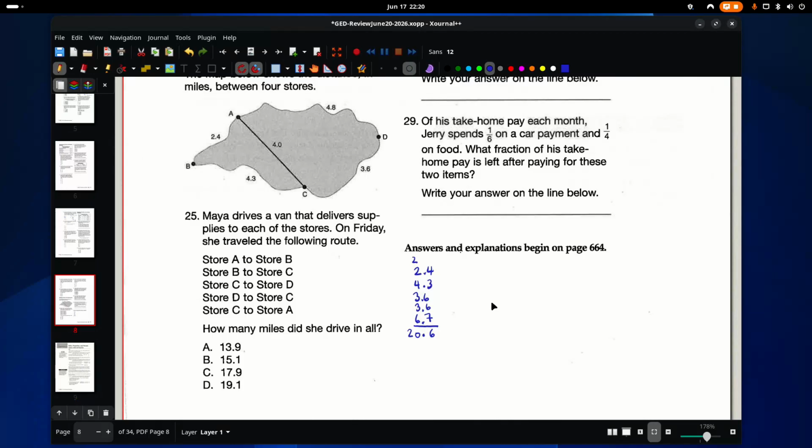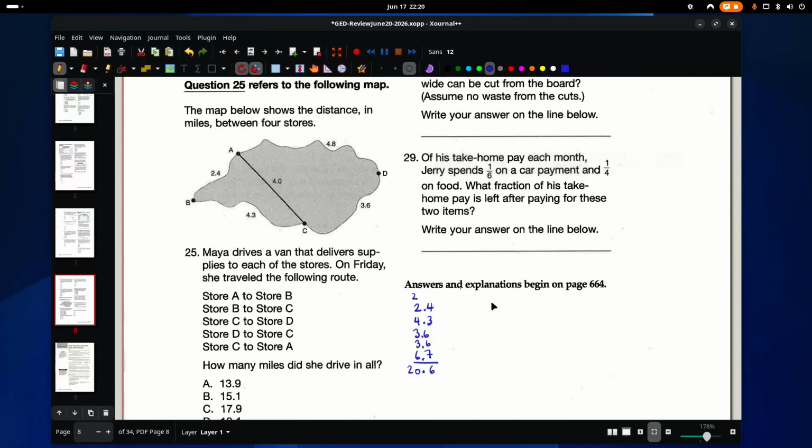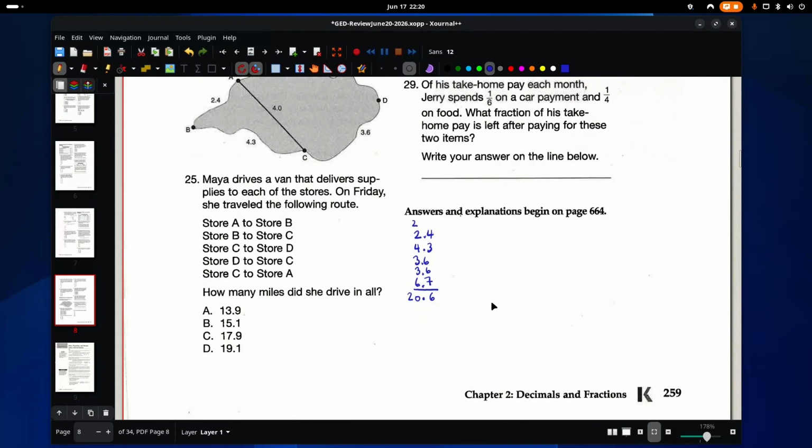How many miles did she drive in all? To me, that looks correct. So I'm going to make a new answer. And I'm going to say it's E. And E is 20.6. There we go.